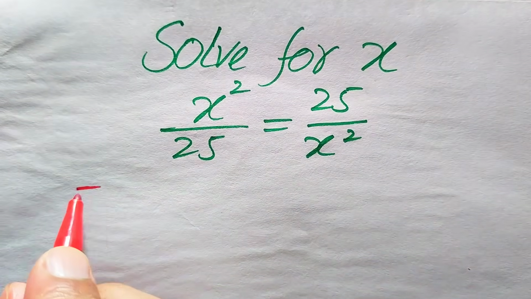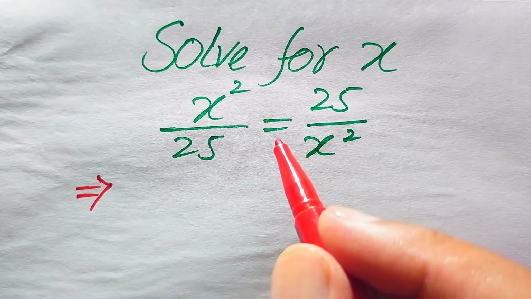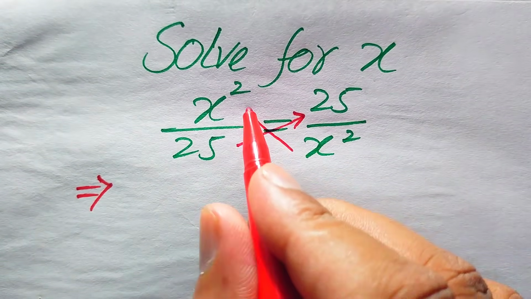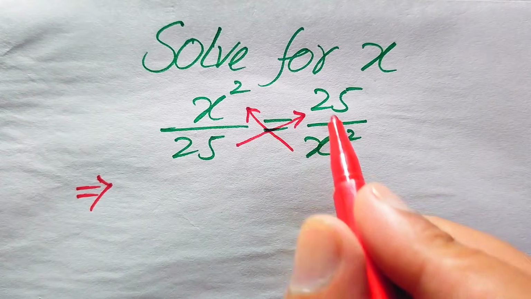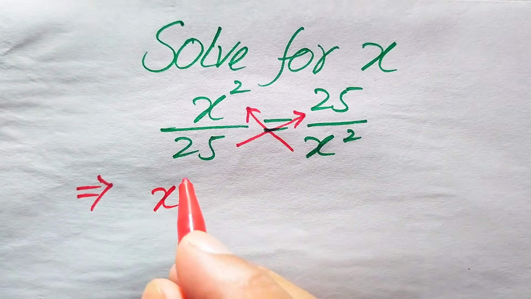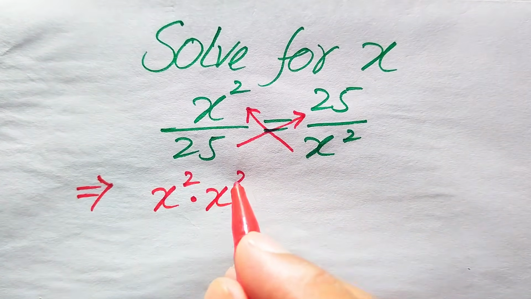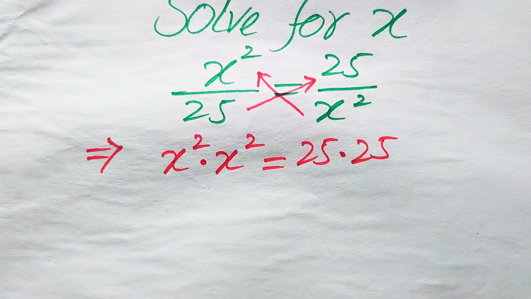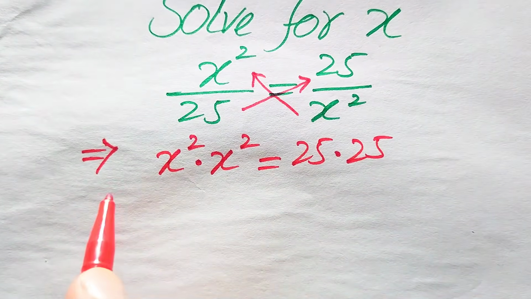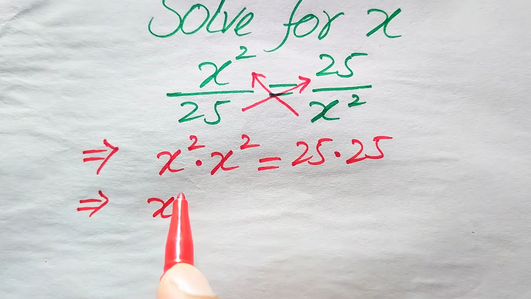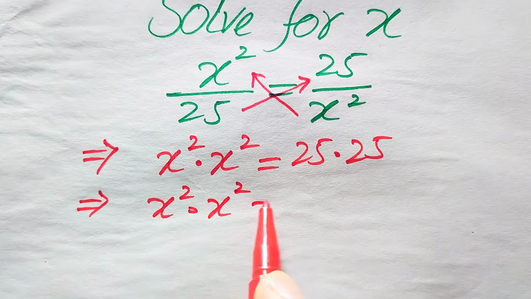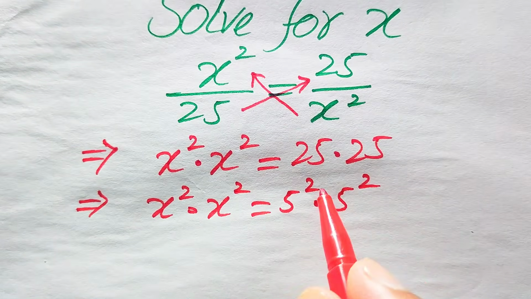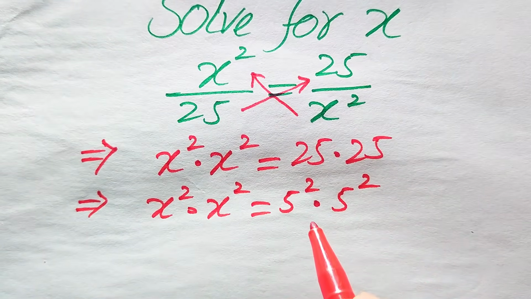And now we move towards the solution of this problem. The very first step we are going to do is cross multiply the terms, and we multiply 25 with 25 and x square with x square, and we get x square times x square is equal to 25 times 25. And here we first rewrite this equation as x square times x square equals, we write 25 as 5 square times 5 square. We know that 25 is equal to 5 square.